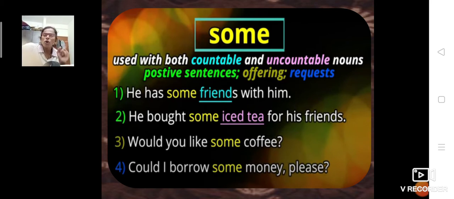Used with both countable and uncountable nouns. Positive sentences, offerings. Would you like to have some tea? When you ask, it means you are offering. And requests also, okay. Can I pick up some glue from your bag or something? Some is also used for requests, offerings and positive sentences.